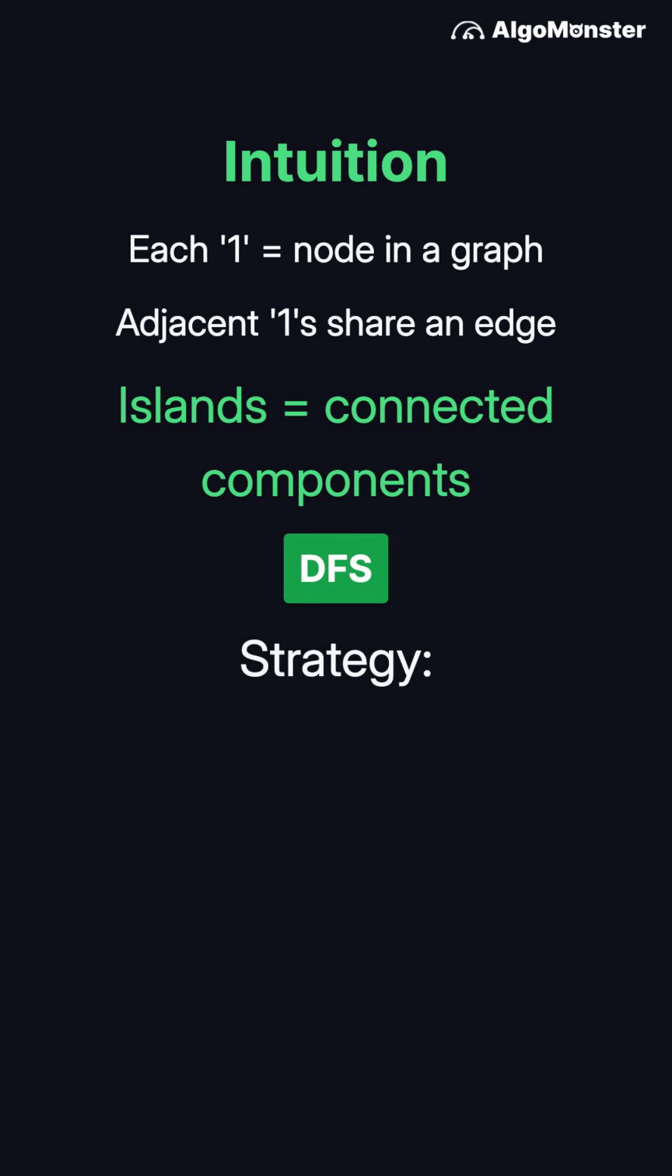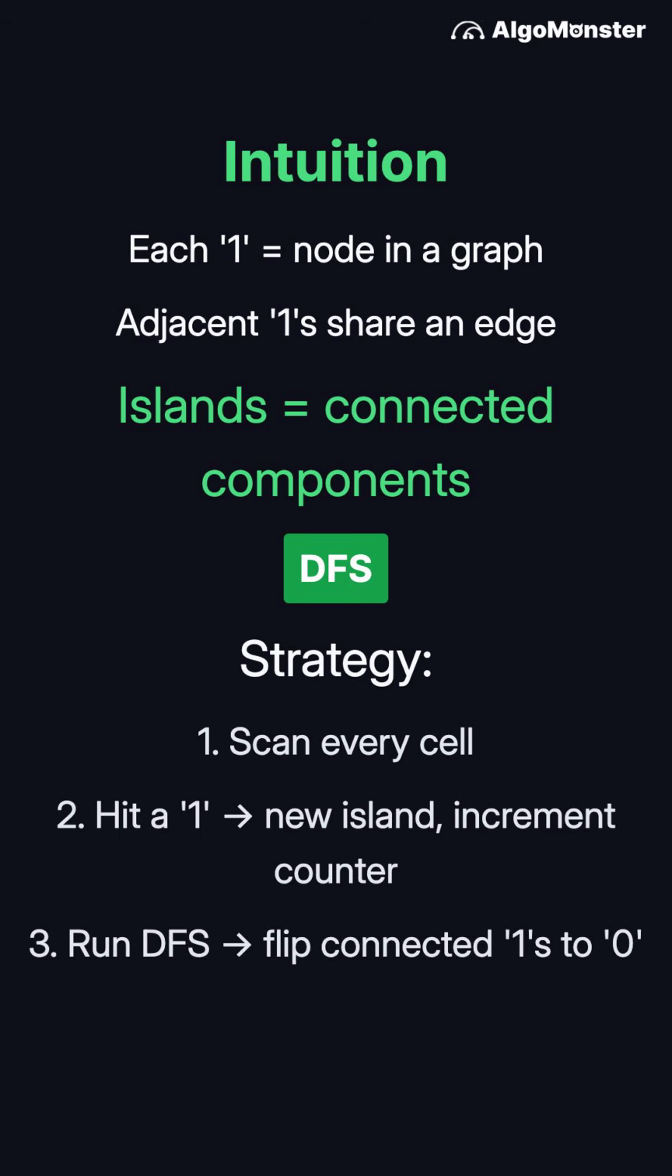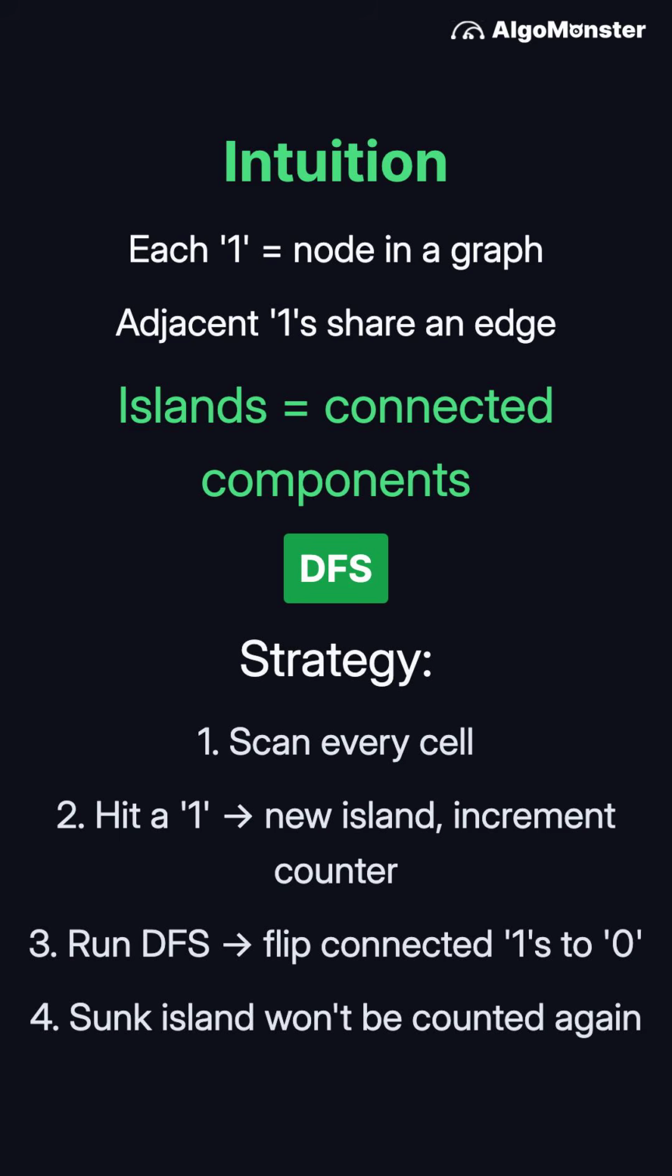The strategy is simple. Scan every cell. When you hit a 1, that's a new island. Increment the counter. Run DFS from that cell, visiting every connected one and flipping them to 0. This sinks the entire island so the scan won't count it again. Each island gets counted exactly once.